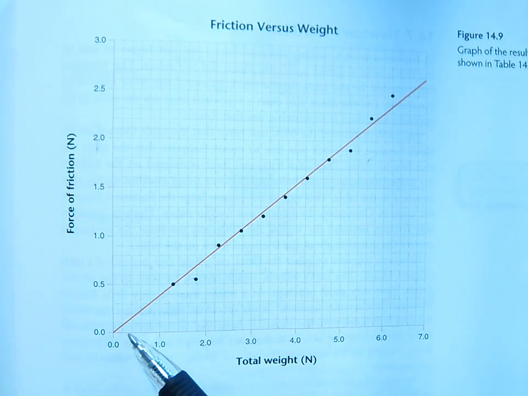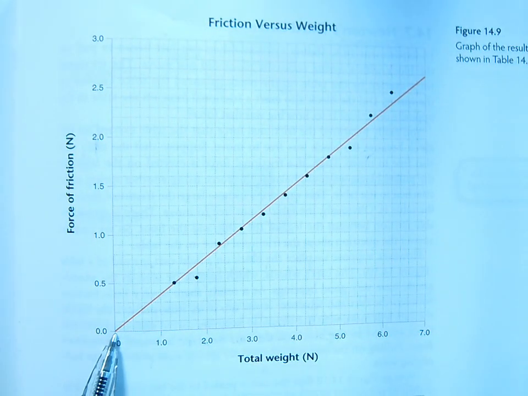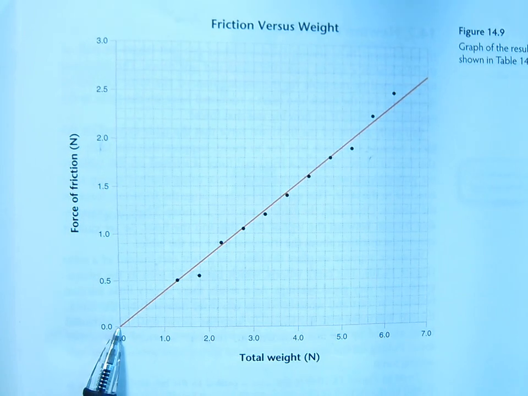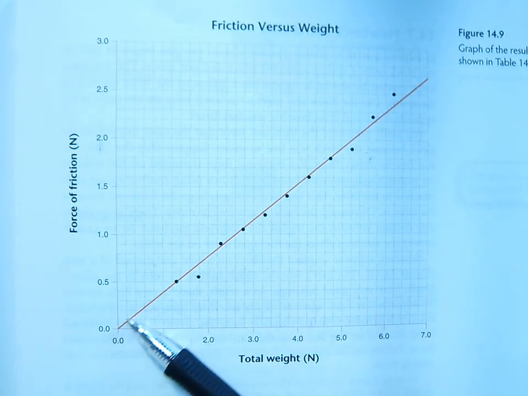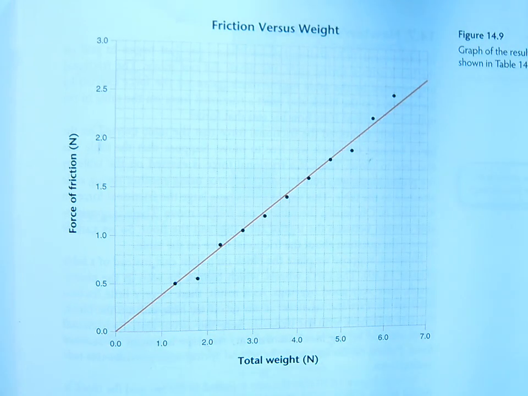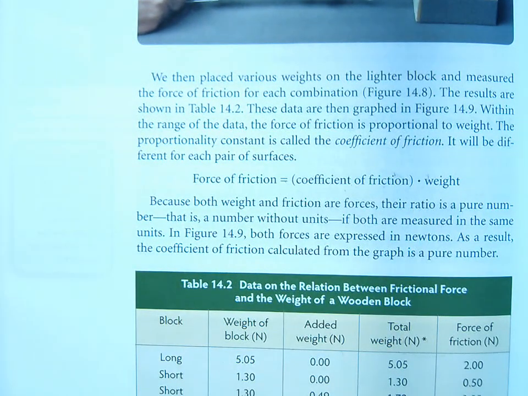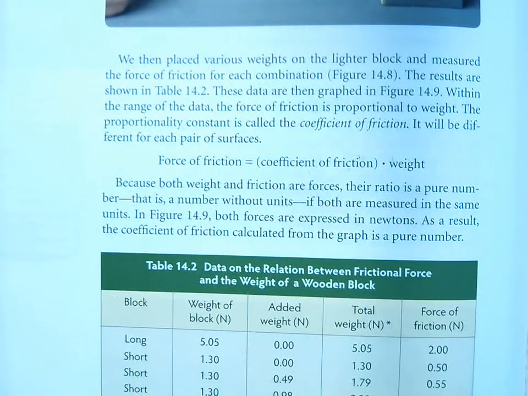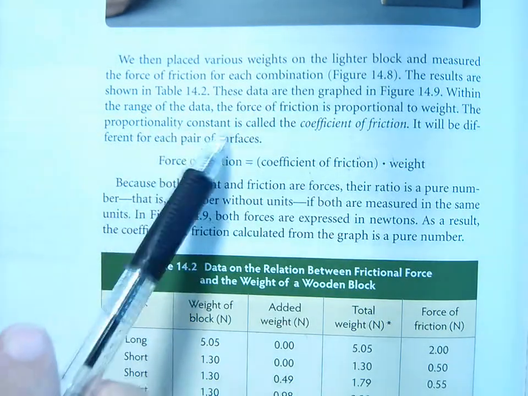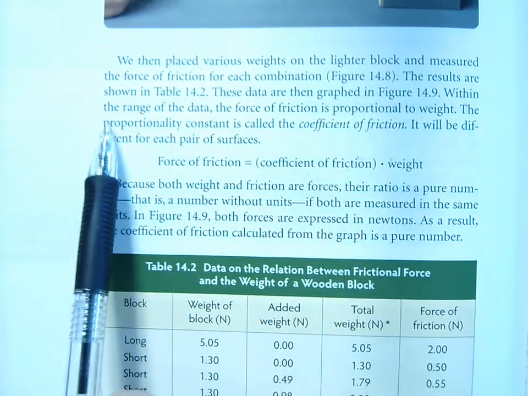So you can clearly see from the graph that as you increase the weight, the force of friction also goes up. And it is a proportionality. The two characteristics of a proportionality are that it starts at the origin and it has a constant rate of change. So it's linear, a straight line whose slope we could calculate. So this is a proportional relationship, friction versus weight. Now, this is the part where it does get a little teeny bit confusing.